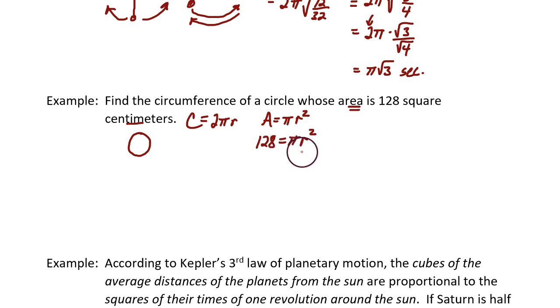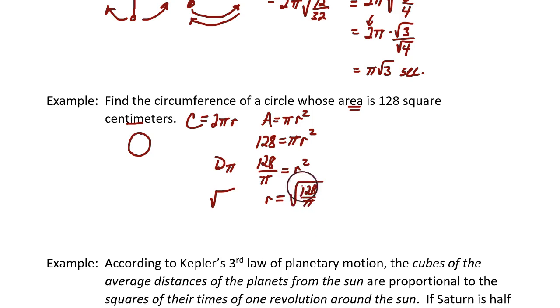Then we can solve this equation to figure out the radius r. The first step would be to divide both sides by pi. So we get 128 over pi is equal to r squared. To solve for r, we're going to take the square root. We only need to choose the positive square root this time because the radius will be a positive number, not a negative number. So the radius of this circle is equal to the square root of 128 over pi.